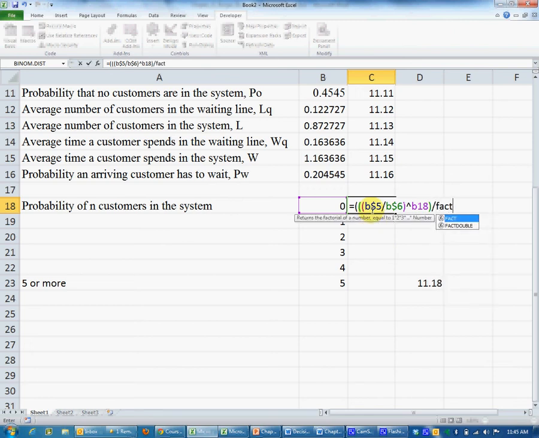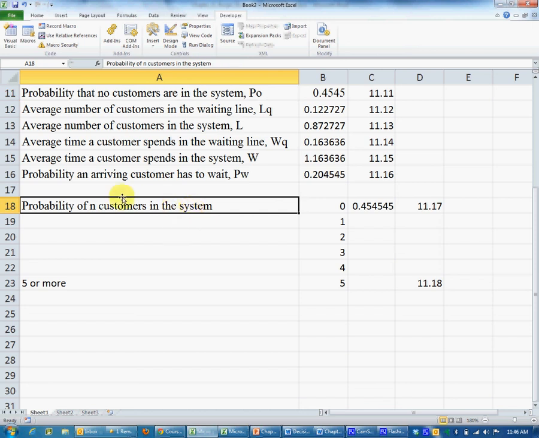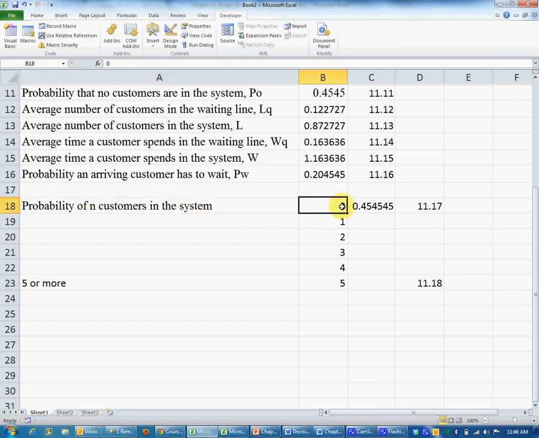Divided by factorial open B18, double close, times B $11. Got it? 0.45454545, probability of n customers in the system. And this should always be the same as equation 11.11, because what's 11.11 from row 11? Probability that no customers are in the system is the same as probability that n customers are in the system if n equals 0. So they're saying the same thing. So this number should always match this one. If it doesn't, you have a mistake somewhere, and it's probably in the lower one. Because this one, if you did the P0 equation, there's not a lot of room for error.